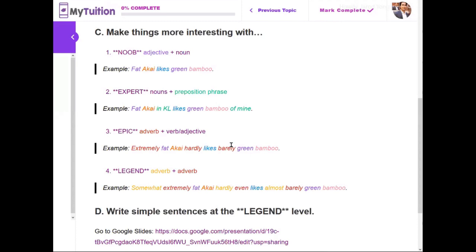Now look at number 2 and number 3. Which one would you find more interesting? So, Akai likes green bamboo. He hardly likes green bamboo. That means he doesn't really like it very much. So the adverb can actually add another level of meaning to your sentence. Just one word can change the entire meaning of a sentence.